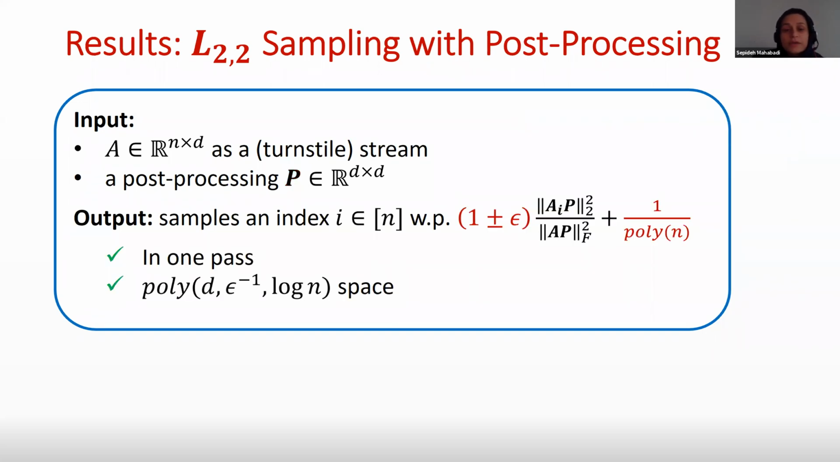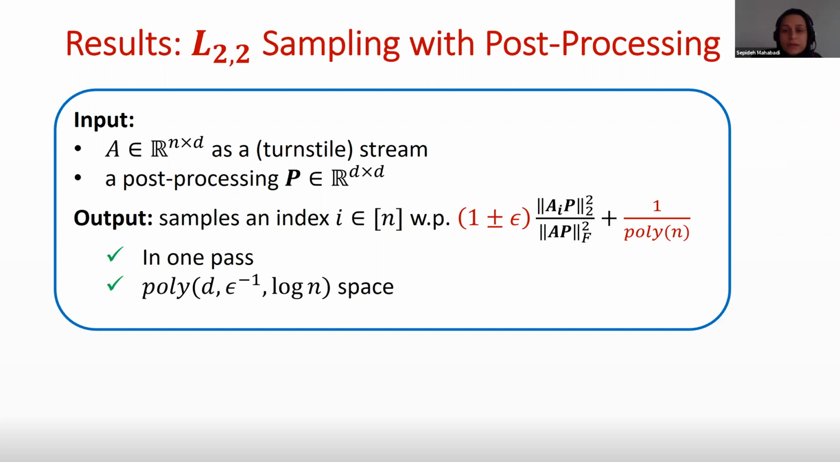We show that it's possible to sample each row of the matrix with probability roughly proportional to its squared row norm. And we can do it in one pass and in space which depends on d, epsilon to the minus 1, and log n.